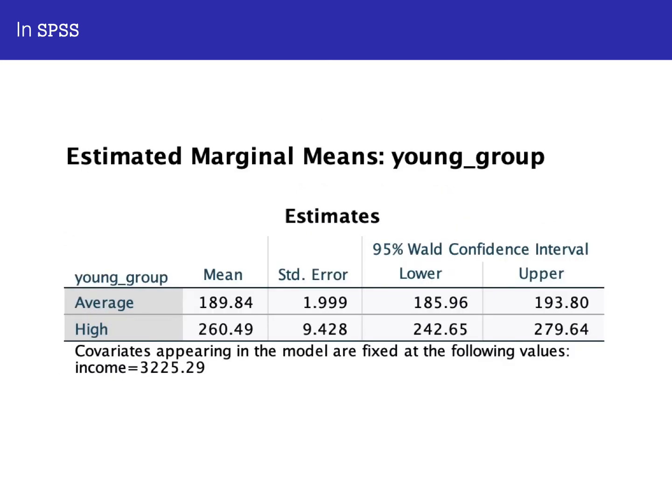Again, we also have estimated marginal means, so predictions per the model for each of the groups whenever we have group variables. So here we have the prediction for the average group, which is 189, and the prediction for the high group, which is 260. So it is larger, the prediction that we make, which is in line with our hypothesis.